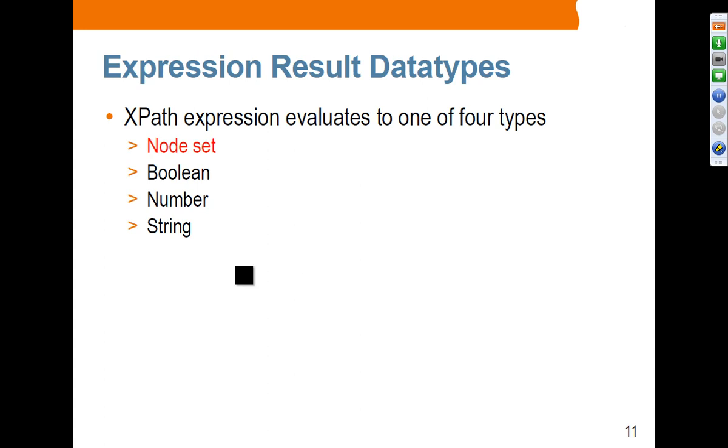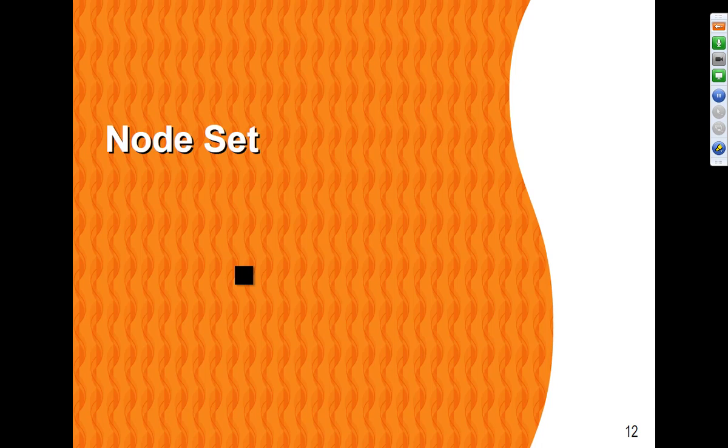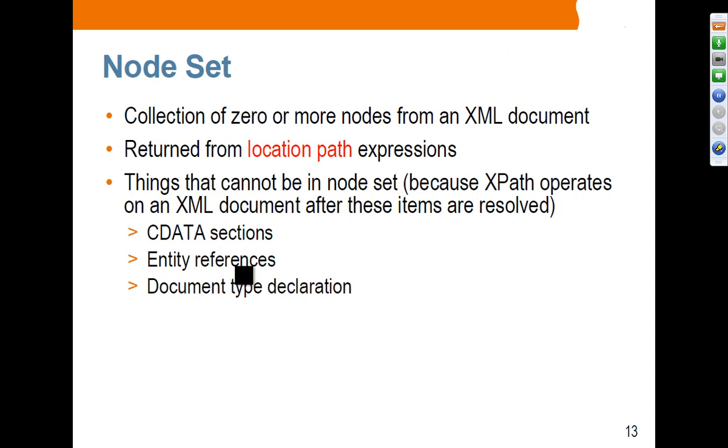Okay, expression result data types. When you're using an XPath expression, it gets evaluated into one of these 4 types: node set, boolean, number, and string. And the most important type we are going to deal with is a node set. As you probably have guessed, a node set is a set of nodes. So we are going to learn what a node set is all about. A node set is a collection of 0 or more nodes from an XML document.